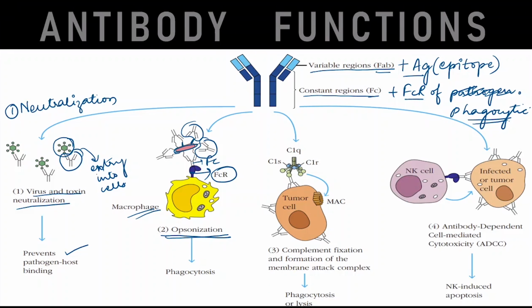So after binding with the epitope, these antibodies bind with the Fc receptor, recruiting it and further initiating the phagocytosis process. Okay, so next, third, is complement fixation.